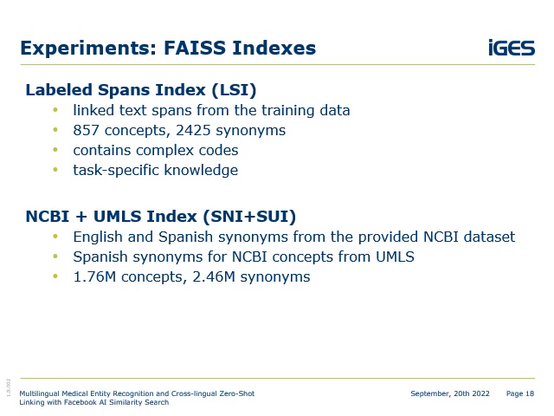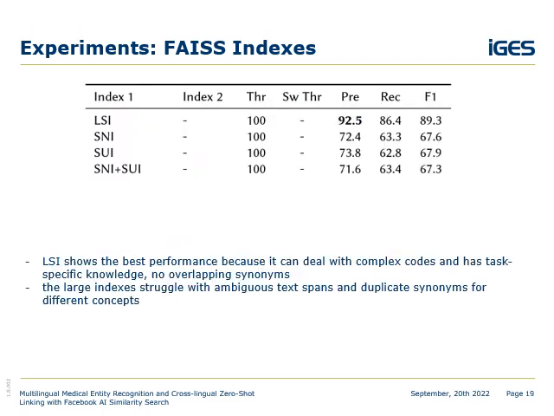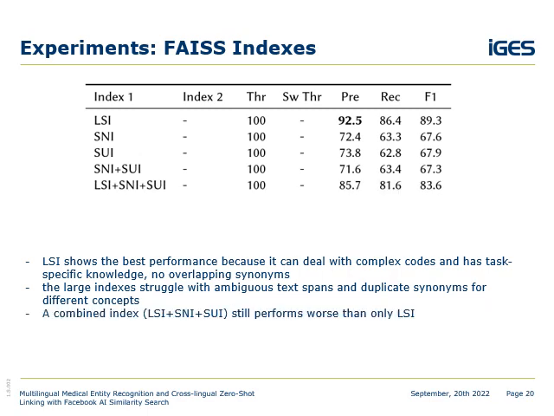On top of that, we used the Unified Medical Language System, UMLS, which contains many different medical ontologies. If an NCBI concept also appeared in another ontology, we added the Spanish synonyms to the index. Overall, this index contains 1.76 million concepts and 2.46 million synonyms. From our experiments on the validation data, we could see that the large index was significantly outperformed by the small index. Even a combined index still performed worse than only the small index.